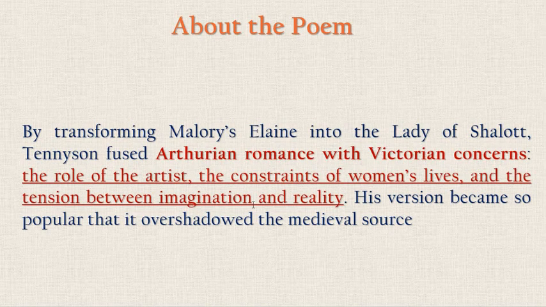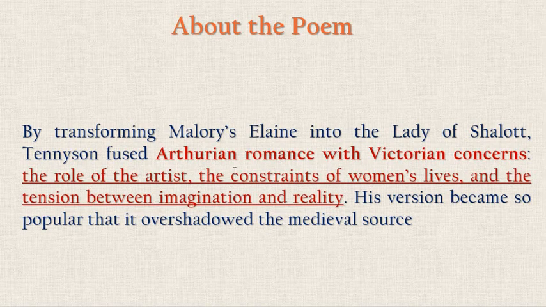So what do you think the point of this is? By transforming Mallory's Elaine into the Lady of Shalott, Tennyson fused Arthurian romance with Victorian concerns. Here we have the Arthurian legend, something very ancient in the history of English literature, related to the tradition actually. But here we are talking about Tennyson who lived in the Victorian period, the 19th century, a very crucial period in which many changes took place. What are the Victorian concerns?